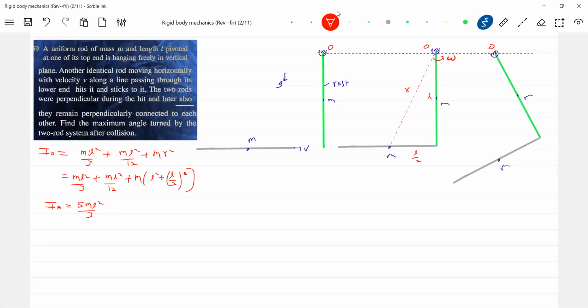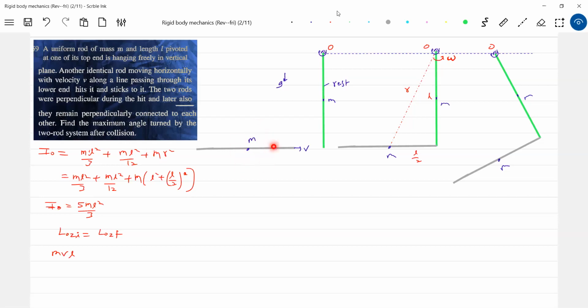Now we'll apply conservation of angular momentum about O. L_O initial, the initial angular momentum, is MVL, that of the moving rod about O. What is the angular momentum? But sir, it's not a particle. It's a rigid body, no? So again apply, is there any rotating motion?